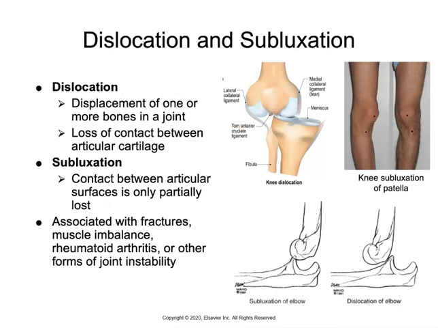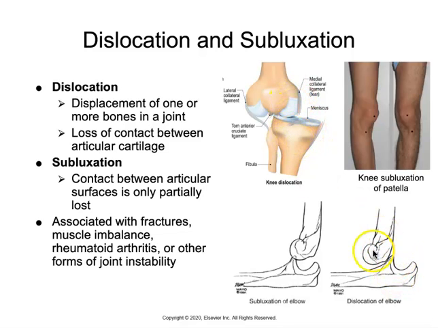Now to move away from fractures and talk about dislocations and subluxations. So first we have to know the difference between these two terms. When we talk about something that is dislocated, the word I want to pop into your head is complete. So we have a complete loss of contact between the two joint surfaces. So in this example, we're talking about the femur and the tibia.